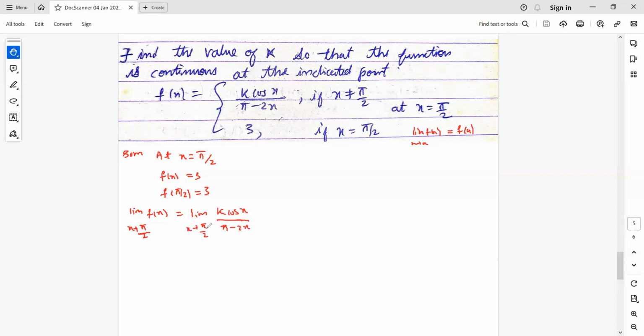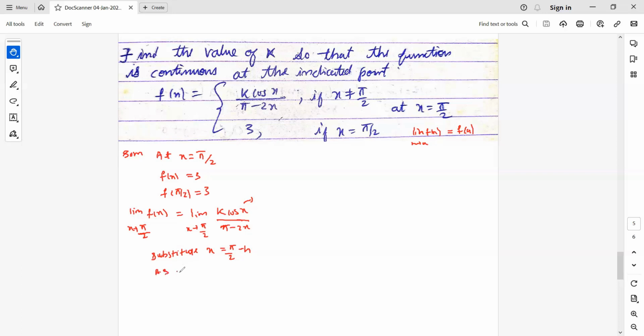When I substitute pi by 2 here, the function is in 0 by 0 form, so we cannot substitute the value directly. For this we make use of the substitution method. We substitute x equal to pi by 2 minus h, so where there is x, we replace it by pi by 2 minus h. And when we make a substitution for x, the limit will change.